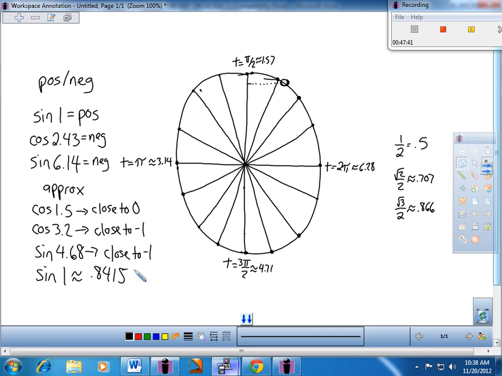So what you should do is take a look at some of these, kind of challenge yourself a little bit. Just give yourself any random t-value and approximate. What would you say is the cosine value or the sine value based on where you are?